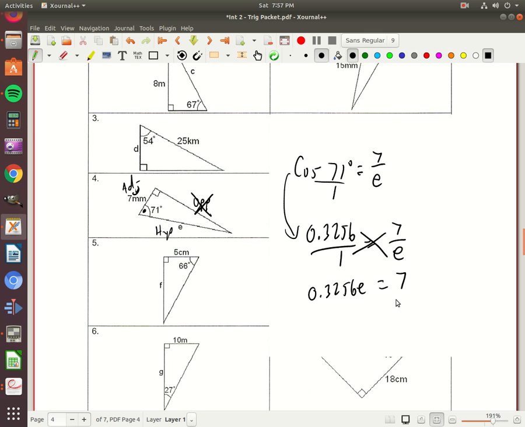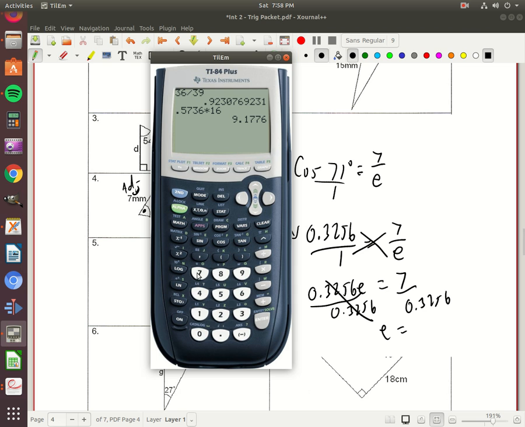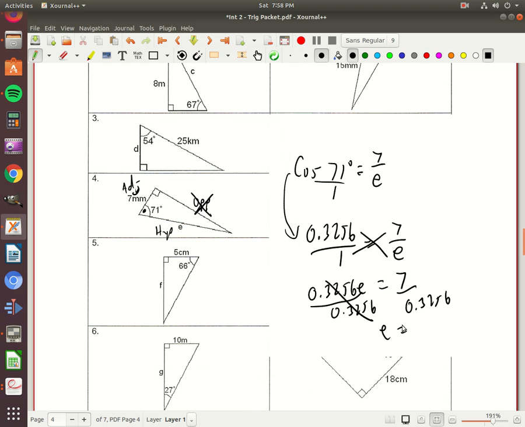0.3256e equals 7. And now hopefully it's obvious to everybody that I need to divide both sides by 0.3256. And if I divide both sides, these will cancel out and leave me with an e. I'll divide 7 divided by 0.3256, and I will get 21.5 about. I never write about, drives me nuts. So it's about 21.5 millimeters. And again, we're talking about this one right here. And that's the power of trig, is that we can do that.